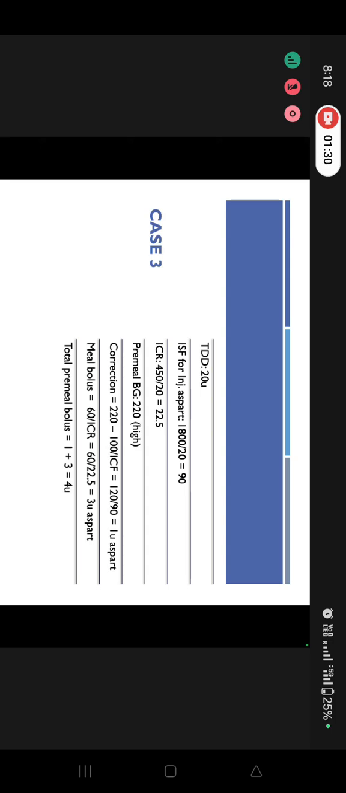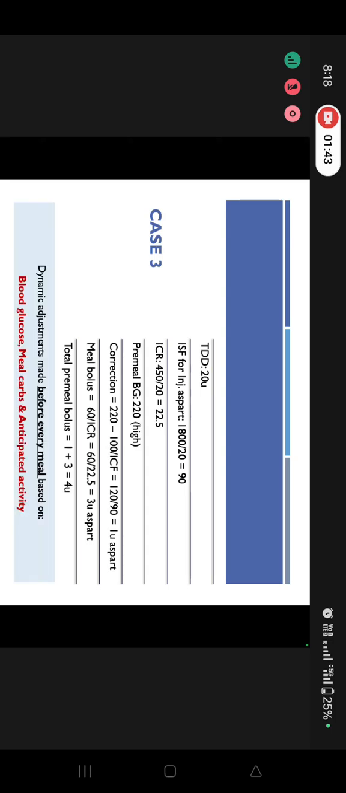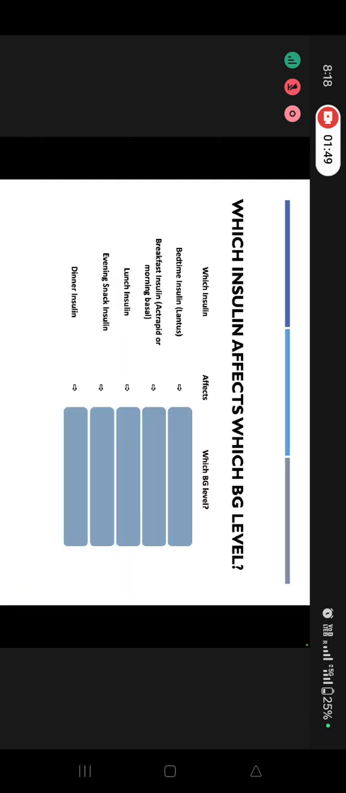Why? Because 20 grams needs 1 unit of insulin, so for 60 grams, 3 units of insulin. So the total pre-meal bolus would be 1 plus 3 equals 4 units, right? So this is how we calculate. But always remember that these are only guiding principles and they all vary with respect to many more things.